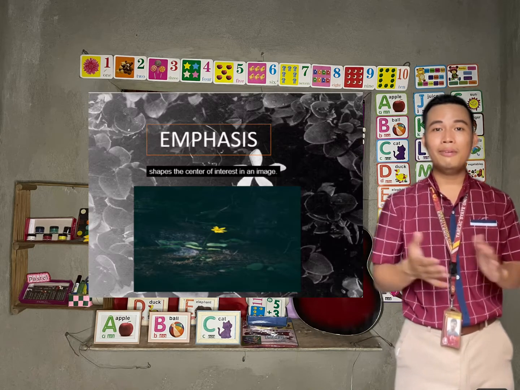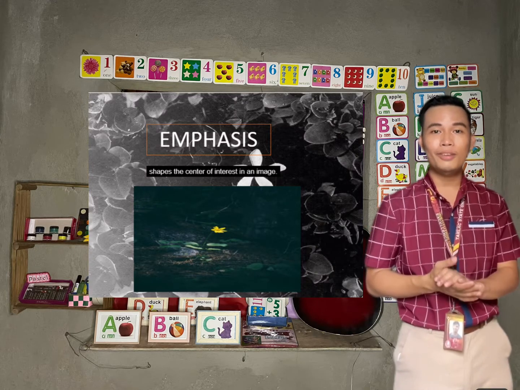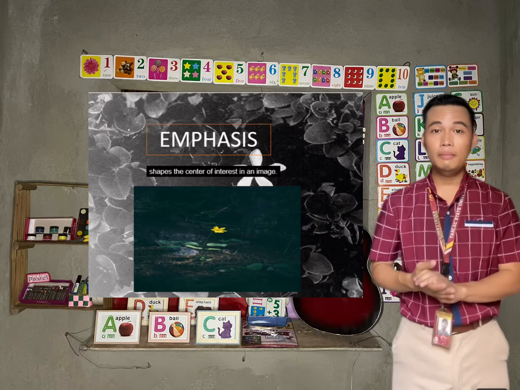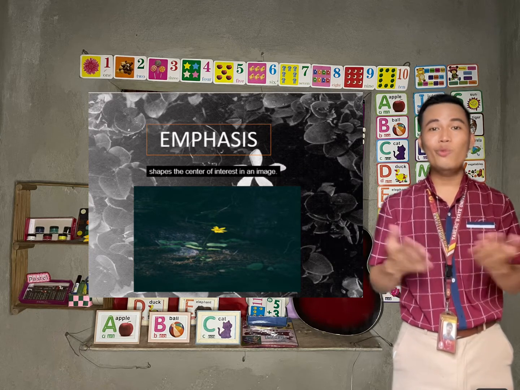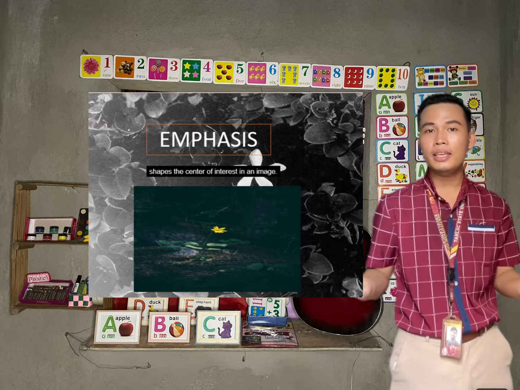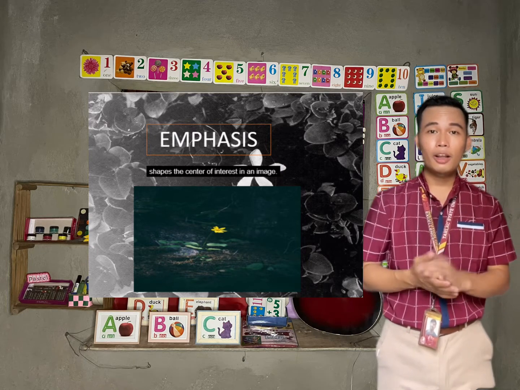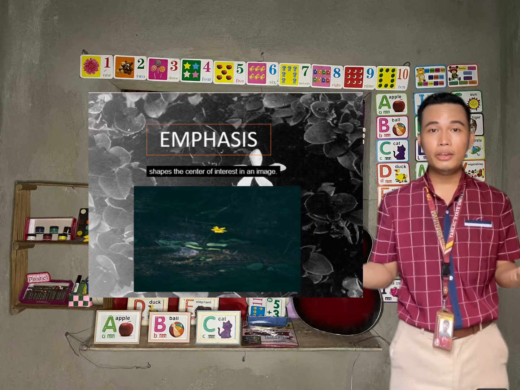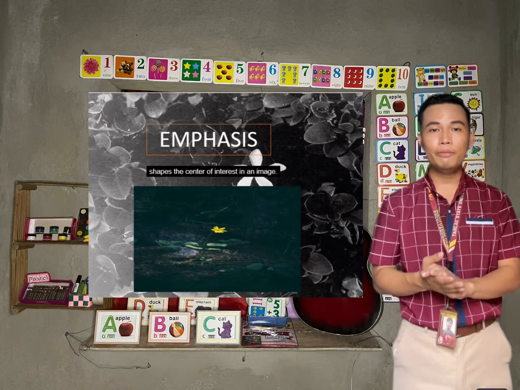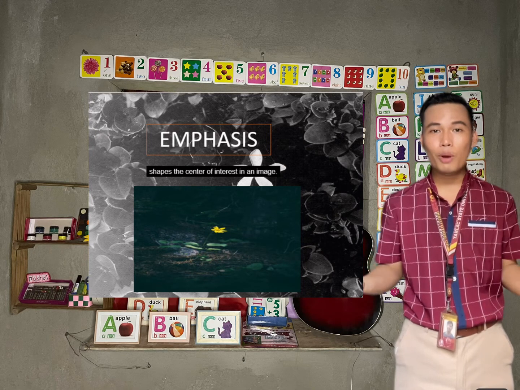Now, we have emphasis. Emphasis shapes the center of interest in an image. Color, space, texture, and line work together to determine the focus of an image. For example, here on this photograph, where is the center of interest? Please raise your virtual hand if you want to answer. Okay, Ocampo, what is it?